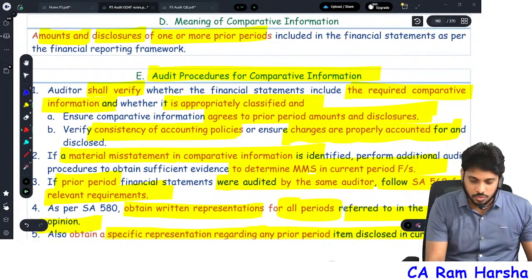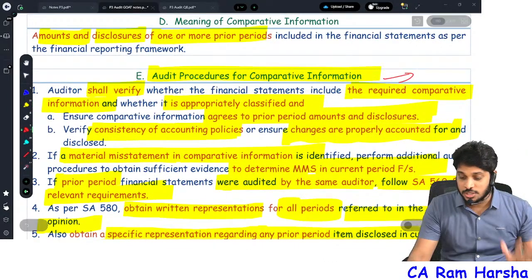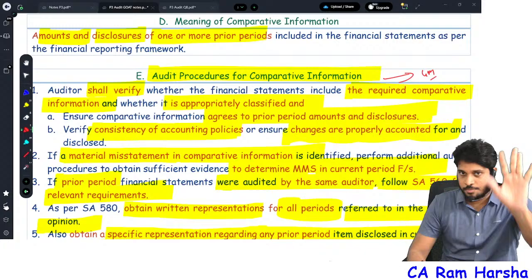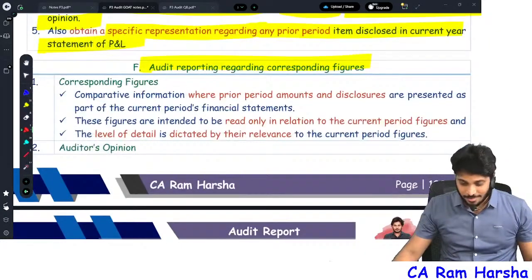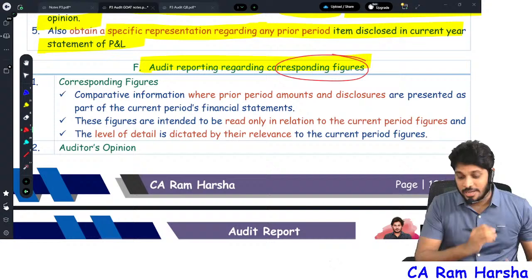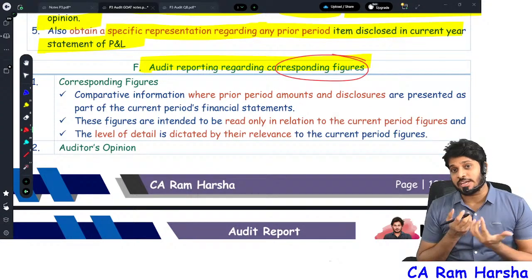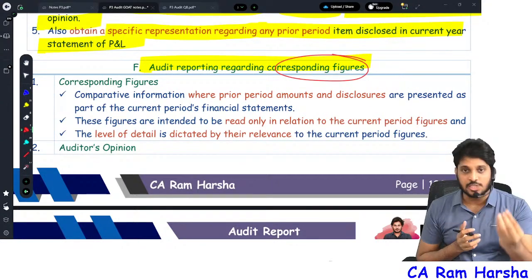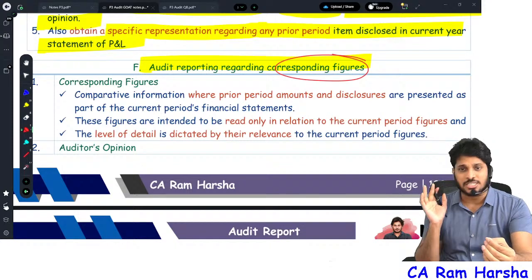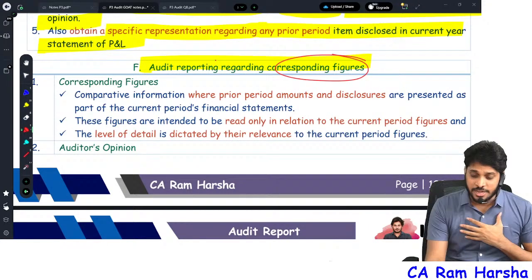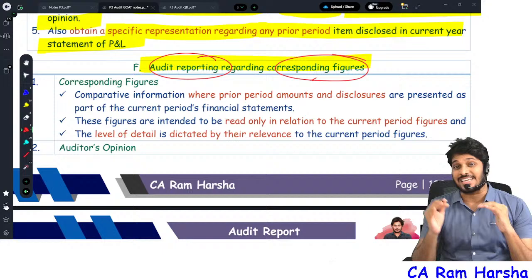Directly in the exam, they'll ask you this question: write about audit procedures for comparative information, 4 marks. Fine. This is generally for comparative. Sir, corresponding figures, exactly what is the reporting requirement? I understand that until now, corresponding figures means we only talk about current period figures. We will not talk about last year's figures. Okay, what are the reporting requirements for corresponding figures exactly?